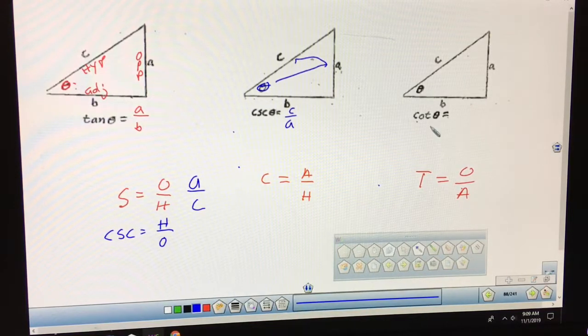Cotangent is the reciprocal of tangent. I already have the tangent there, so it's just going to be B over A. These aren't considered high-level questions, but if you don't brush up on this, it'll slow you down. You're supposed to do these rapidly.